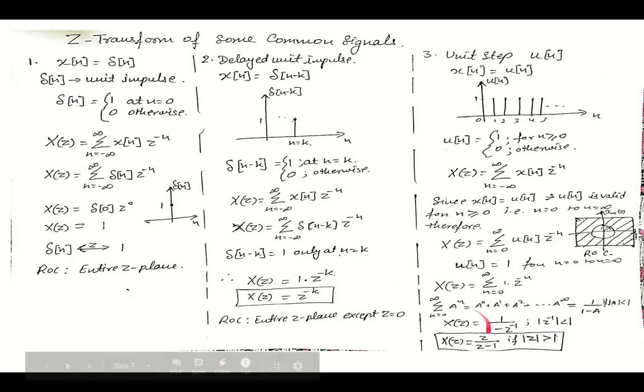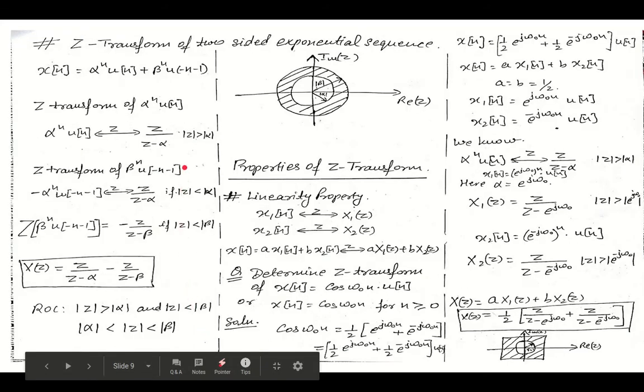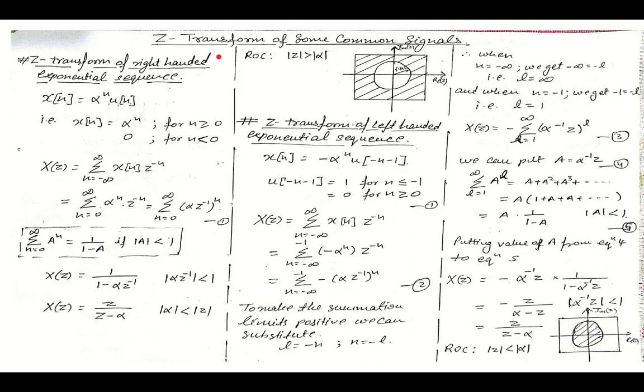Okay, so our Z transform will be z upon z minus 1, and my ROC will be mod z greater than 1. Now next we'll look at another signal. Next we'll look at the Z transform of a right-handed exponential sequence.